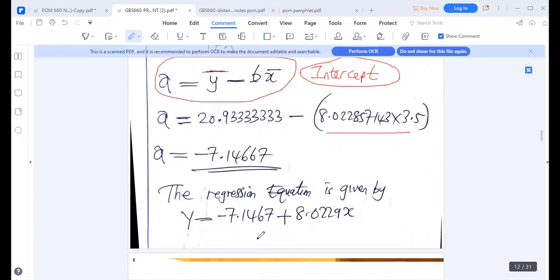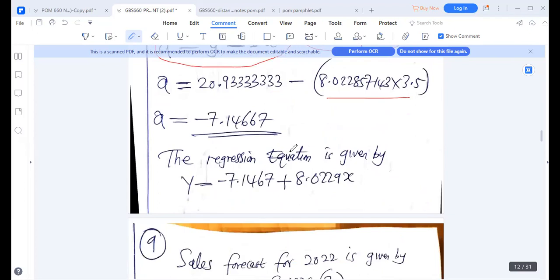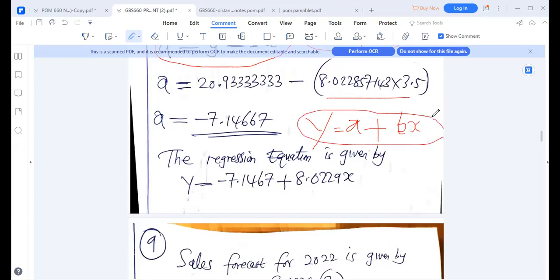Then our regression equation is given by this. We substitute from the way we have here, because we have Y is equal to alpha plus bX. So b is the slope, so alpha plus bX. So this one, we know for sure that we have it, so we can actually sort it out. So for this reason, Y is equal to negative 7.1467 plus 8.0229x.